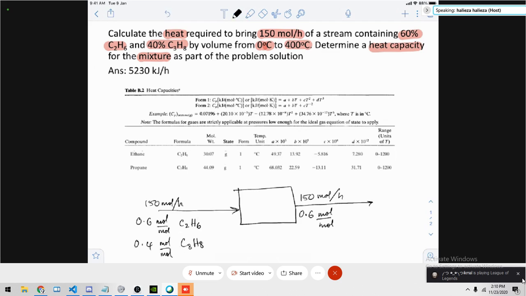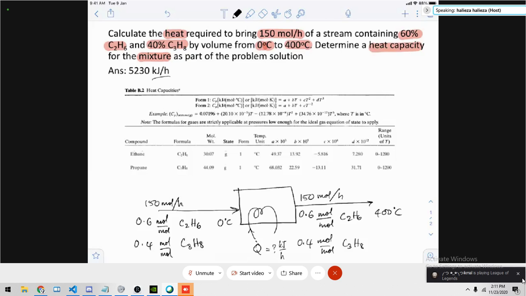It's just coming in and out, but it's heating up from 0 degrees C to 400 degrees C. Write down the temperatures. Make sure you write down everything that is stated in the question, so that you do not miss anything. Now the question asks for the amount of heat that you need to put in, Q. There's no mention of the unit, but based on the answer here it is kilojoules per hour.